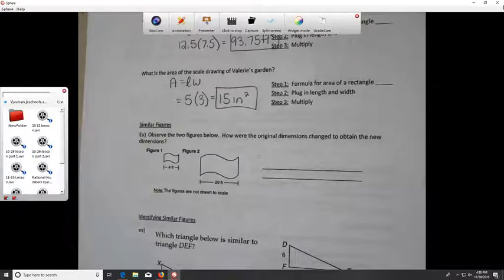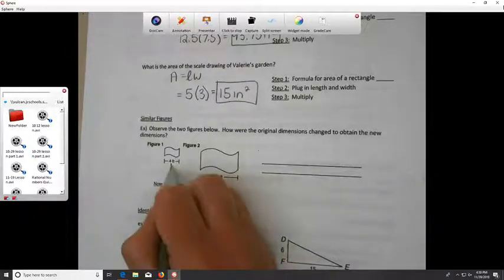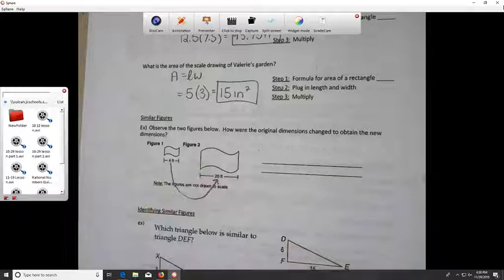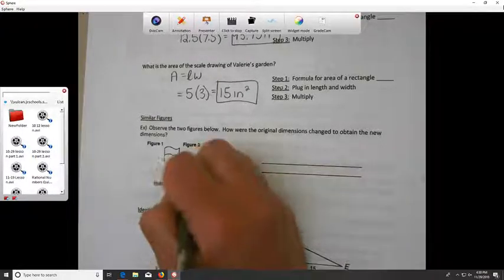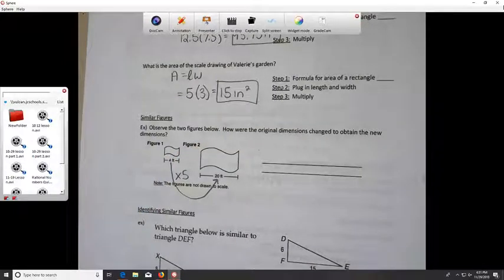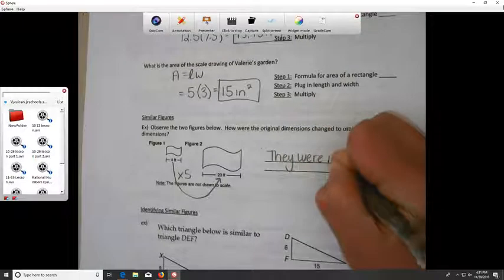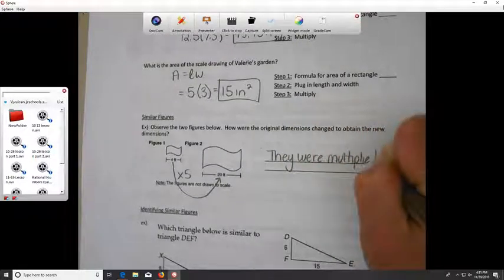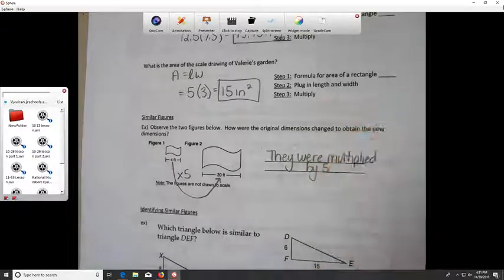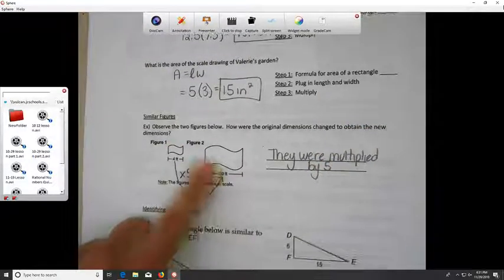All right, the last thing we talked about in this chapter was similar figures. So right here it says, observe the two figures below. How were the original dimensions changed to obtain the new dimensions? All it's asking is, how do I get from here to here? What do I need to do to 4 to get to 20? Well, 4 times 5 is 20. So how were the dimensions changed? I'm going to say they were multiplied by 5. Okay, so again, I'm just looking at how did this change to get from the first one to the second one.